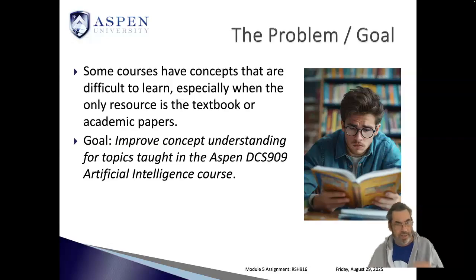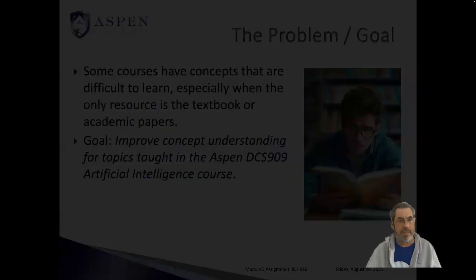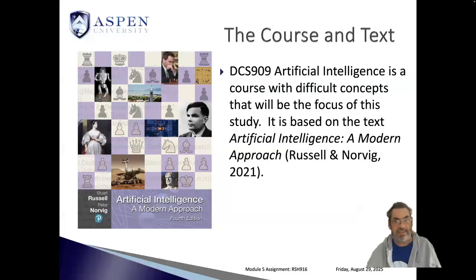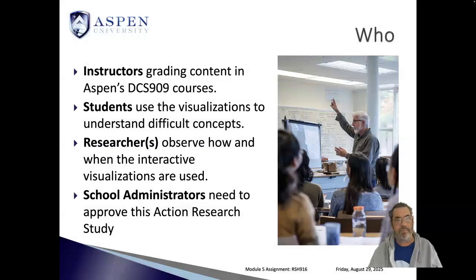So the goal of this action research proposal is to improve concept understanding for topics taught in a specific course, Aspen's DSC909 Artificial Intelligence course. The course text is Artificial Intelligence, a Modern Approach by Russell and Norvig, and it includes a lot of examples, but they're all printed. They're not interactive, they're not visualizations.